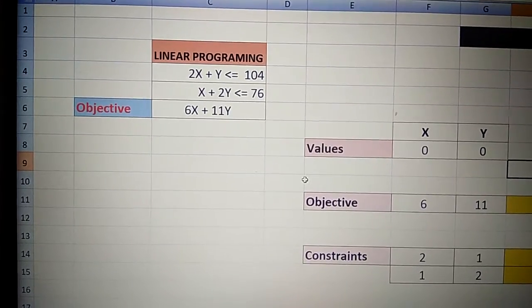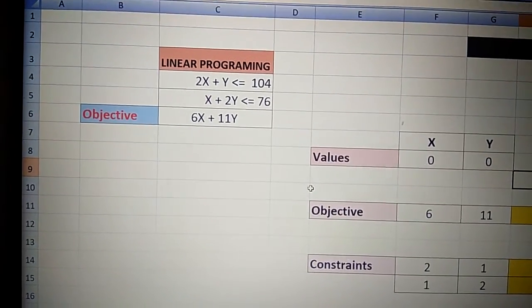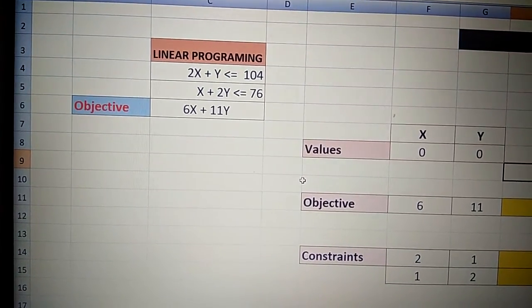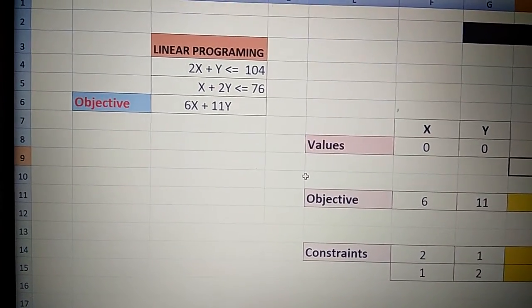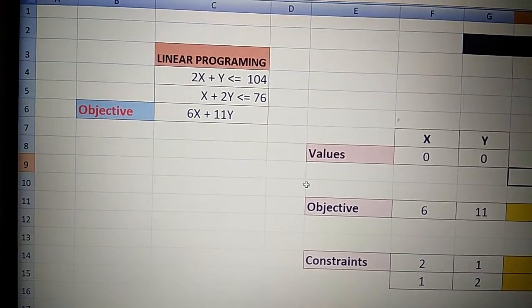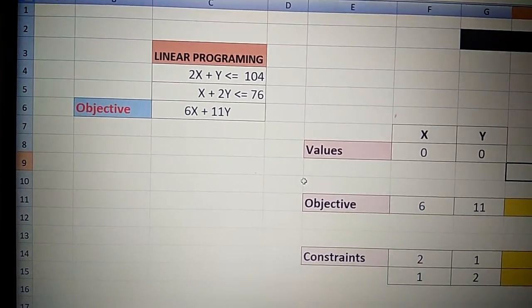What does it mean? It means that we have to find the values of x and y which will satisfy the other two equations, that is 104 and 76, and at the same time maximize the value of 6x plus 11y. Okay? Clear? So let's start.